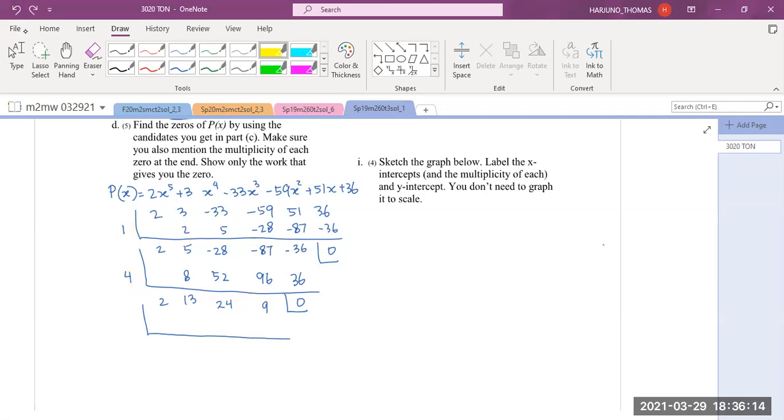Will negative 1 work? We tried negative 1 earlier, it didn't work, but you can try that now. If you add the alternating coefficients, do you get the same number? No, we don't. So negative 1 will not work. And I will not try positive anymore. Let's try negative 2.